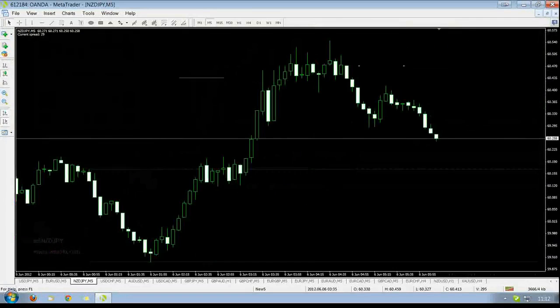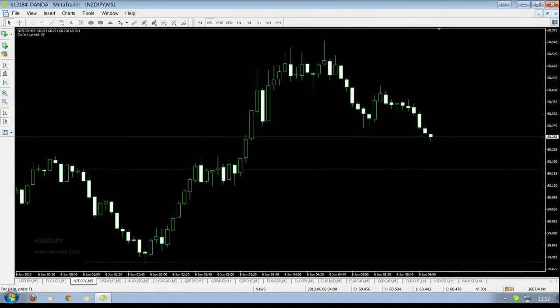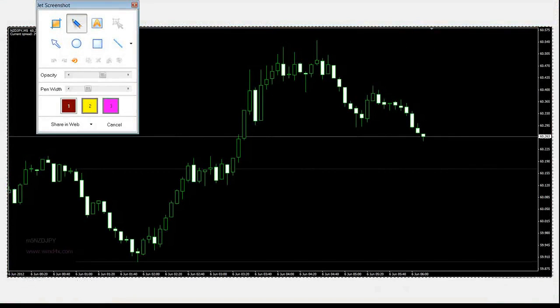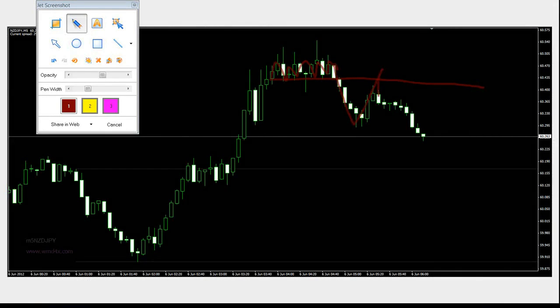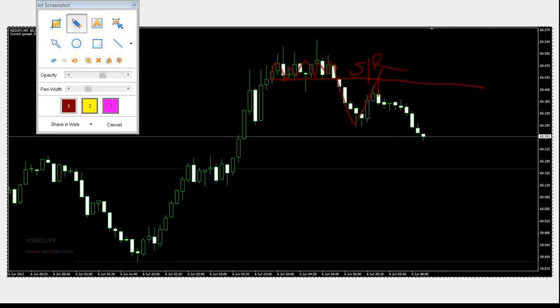What's visible and what caught my eye is the potential here that we've had an SR flip, right? So support. The price broke down, pulled back, and we've had support turning into resistance here at the kind of 60-40 area or something, right? So that is something that I would be very aware of.